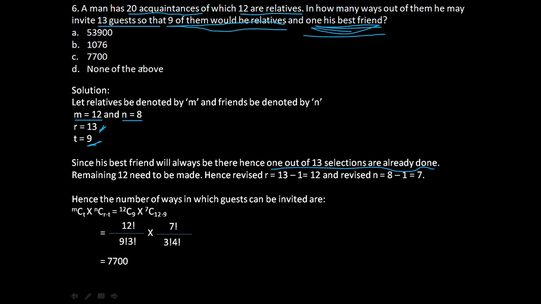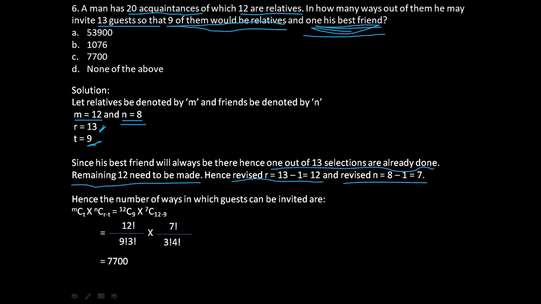13 এর মধ্যে আমার best friend will always be there, so I have 12 more options left. So that means remaining 12 selections need to be made. Hence, তাই লেখা আছে revised r equals to 13 minus 1, which is 12. And revised n কি হয়ে যাচ্ছে ফ্রেন্ডসদের জন্য, যে এই যে n equals to 8 ছিল, বেস্ট ফ্রেন্ড কে তো অলওয়েজ আমি রাখছি, so will my n be 8 anymore? Not at all, it will be 7.